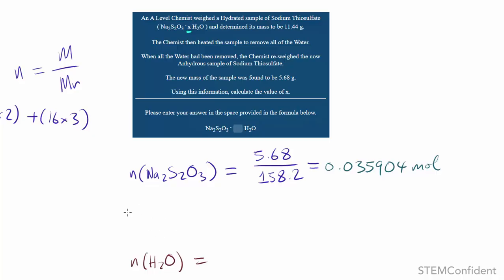So effectively, the mass for H2O is going to be, in this particular case, 11.44 minus 5.68, right? And that's going to give you 5.76, and that's going to be in grams.